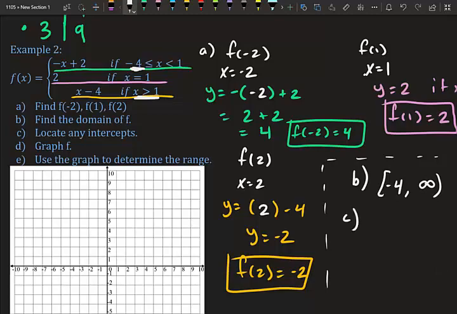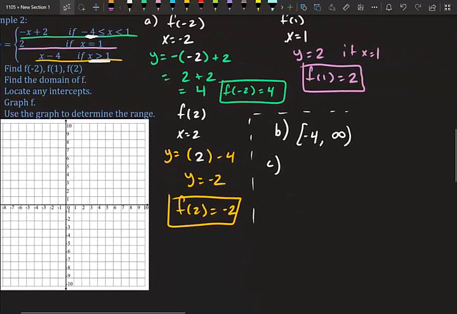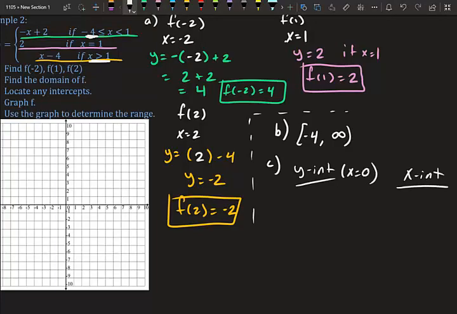Alright, intercepts. Remember, if you didn't graph it yet, let's start off with the y-intercept, and then we can do our x. With the y-intercept, we make x equal 0, so we can check that with the domain. 0 is not greater than 1. 0 does not equal 1. 0 is in between negative 4 and 1, so that's the one we're going to plug it into. Since 0 fits in the domain of the top one, we have y equals negative x plus 2, so y equals negative 0 plus 2, which is just 2. So our y-intercept for the green one is (0, 2).